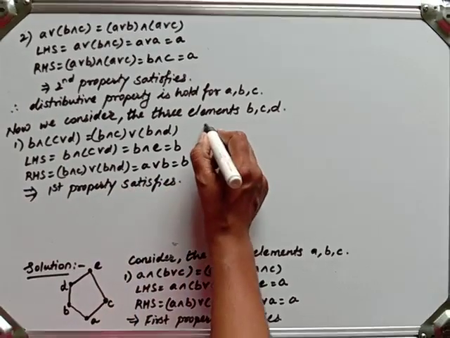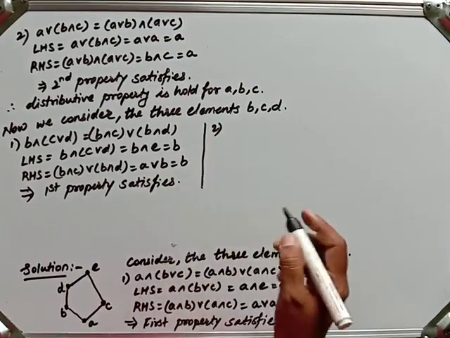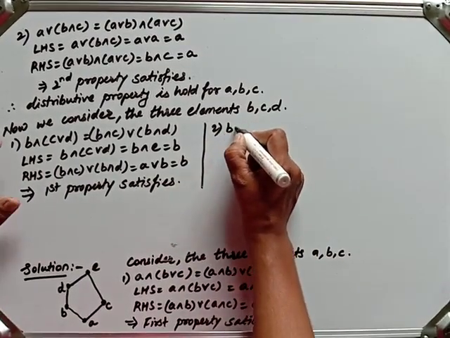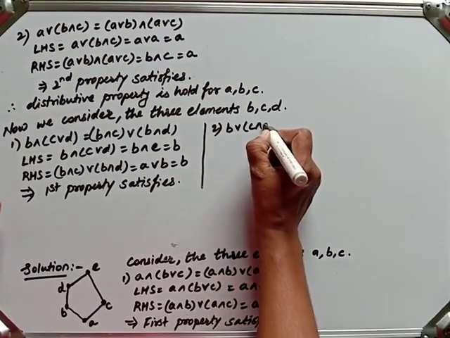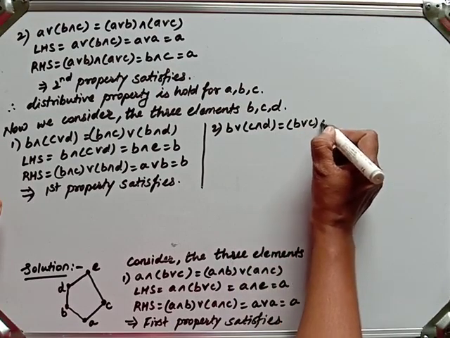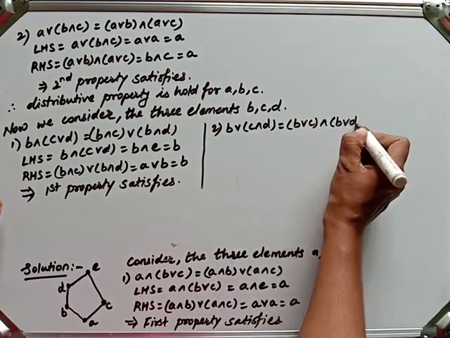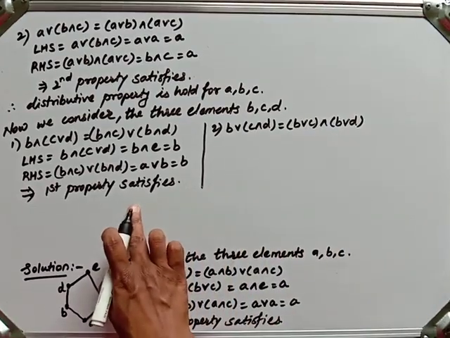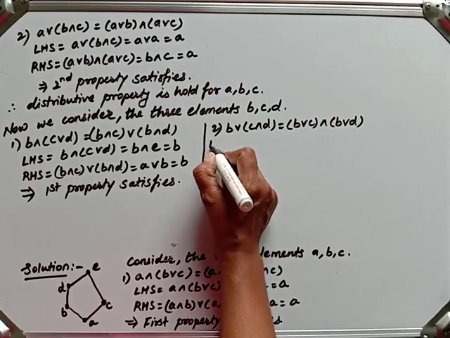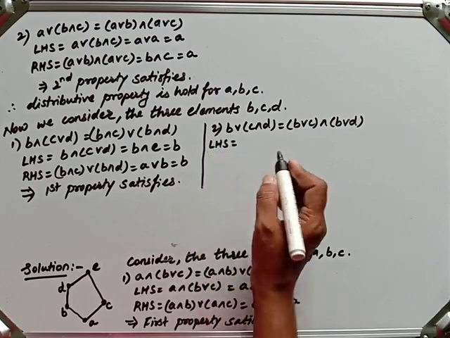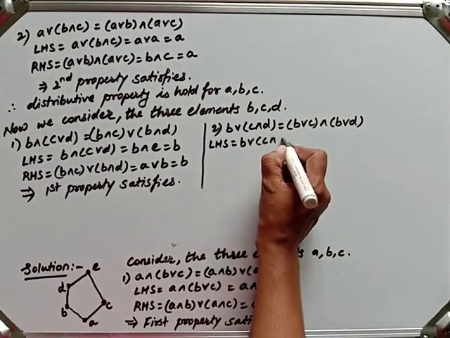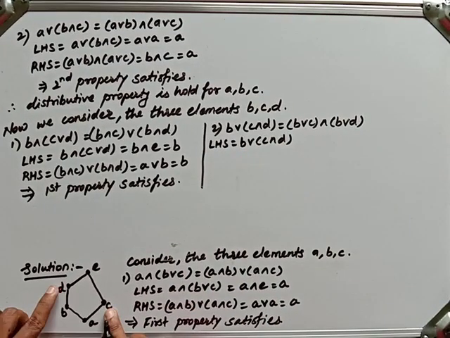Now let us check the second property for this same triplet B, C and D. What is the second property? B join C mid D is the same as B join C mid B join D. If this holds, then it is true. If not, it is not. So let me check LHS. B join C mid D. What is C mid D?